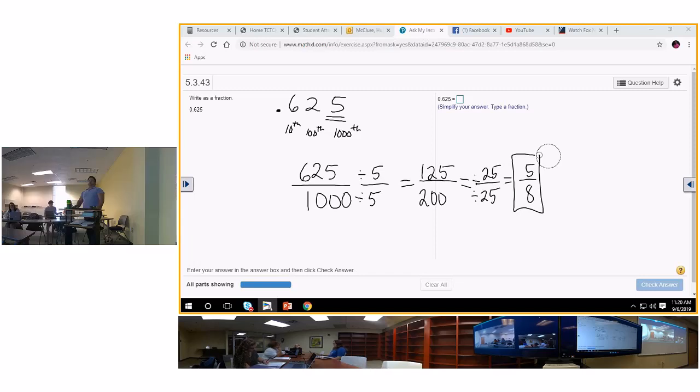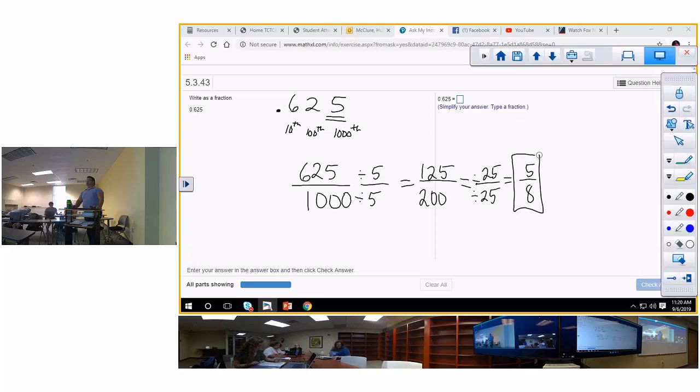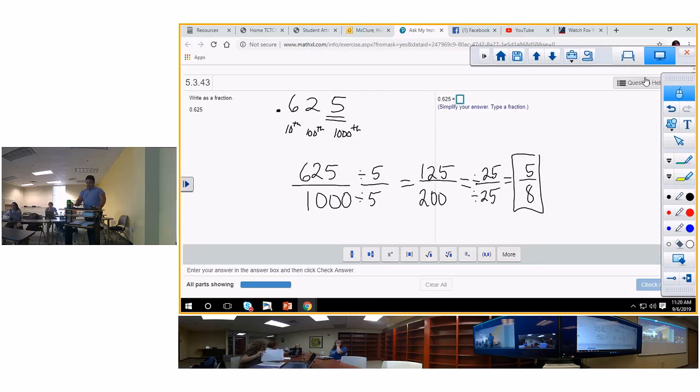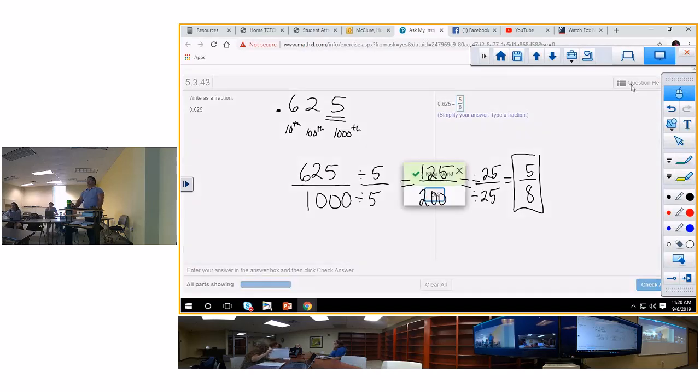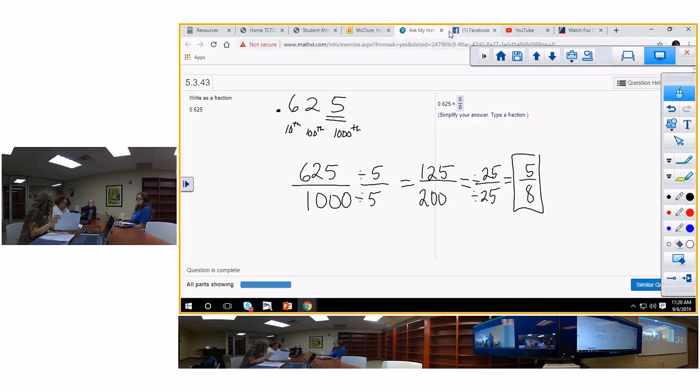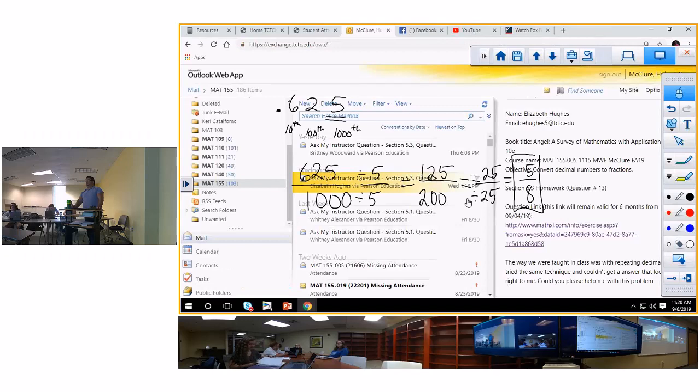Okay, so that's a good question that you sent. Let's type it in, 5/8. 5 divided by 8. That's your answer. That's actually, is that right? Number 13.